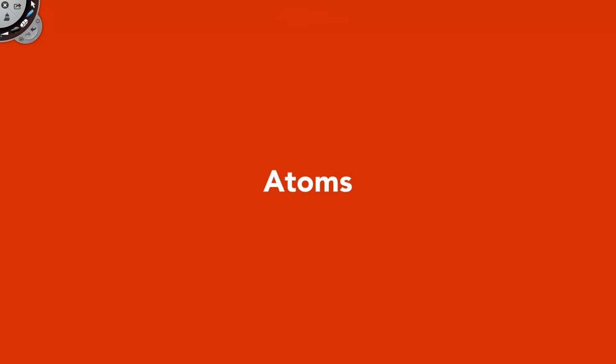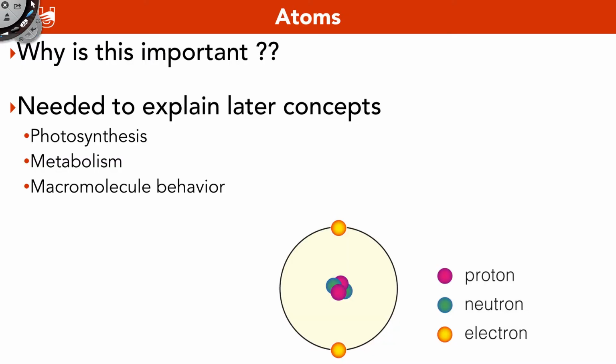So let's begin. So why? Why are atoms important? Why is this important? Okay. Well, we're going to see these concepts later on. For example, photosynthesis. In photosynthesis, we're going to see how water, being H2O, how that breaks down into protons, electrons, and ultimately oxygen. To describe how oxygen is released from a plant, you have to understand how atoms work and how electrons and protons come off.